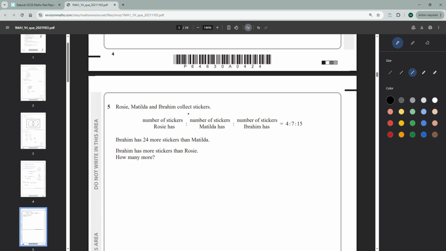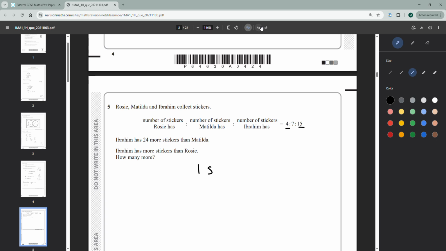Okay, Rosie, Matilda, and Ibrahim collect stickers. Ibrahim has 24 more stickers than Matilda. So Ibrahim is 15, Matilda's 4. Alright, so 15 take away 4 then, I'm assuming. What is it gonna give us? I don't even know.